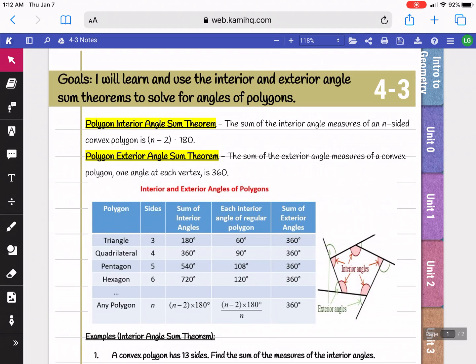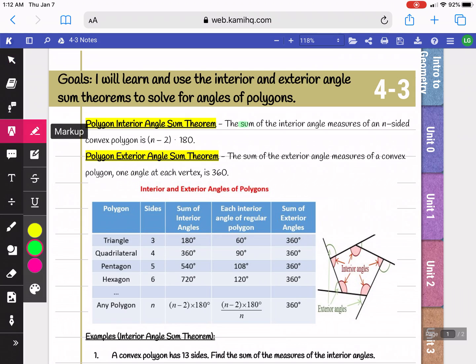In Unit 4.3, we're going to learn how to solve for angles of polygons using the interior and exterior angle sum theorems. The interior angle sum theorem tells you that the sum of the interior angles of a polygon is equal to n minus 2 times 180. In other words, you take the number of sides, subtract 2, and multiply by 180, and that'll tell you what all the angles on the inside add up to.